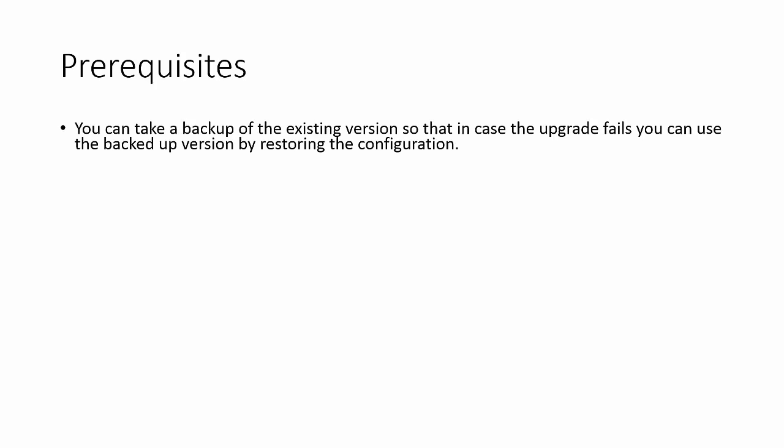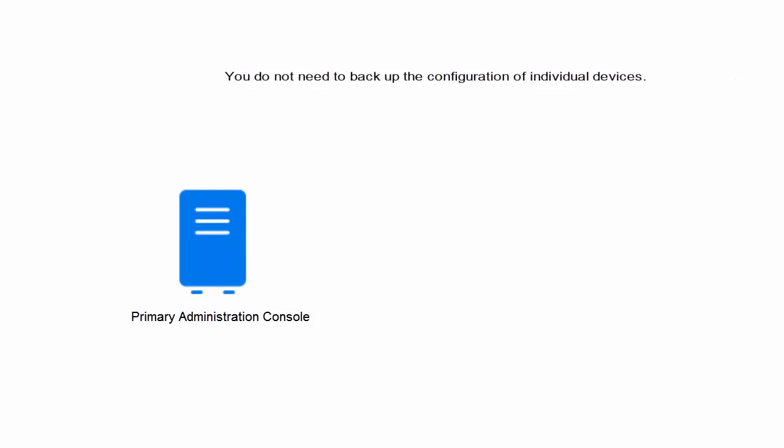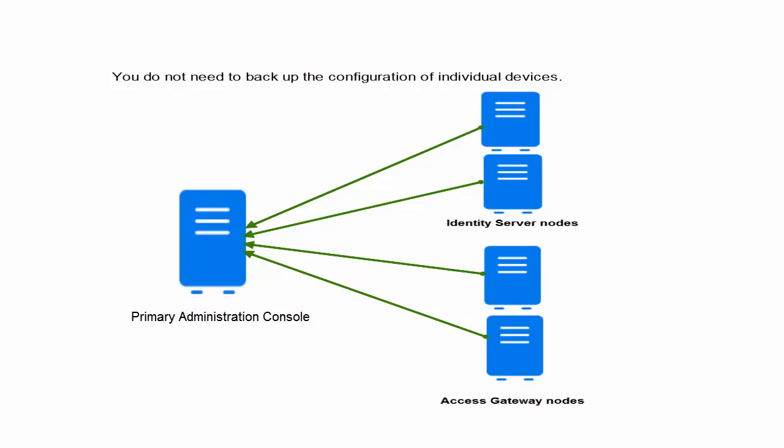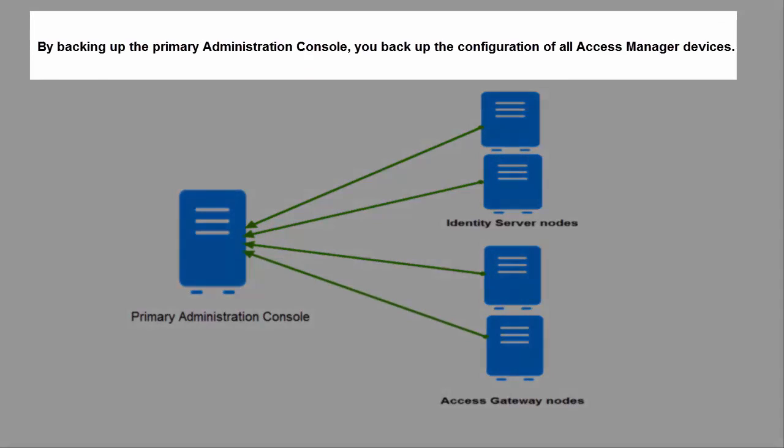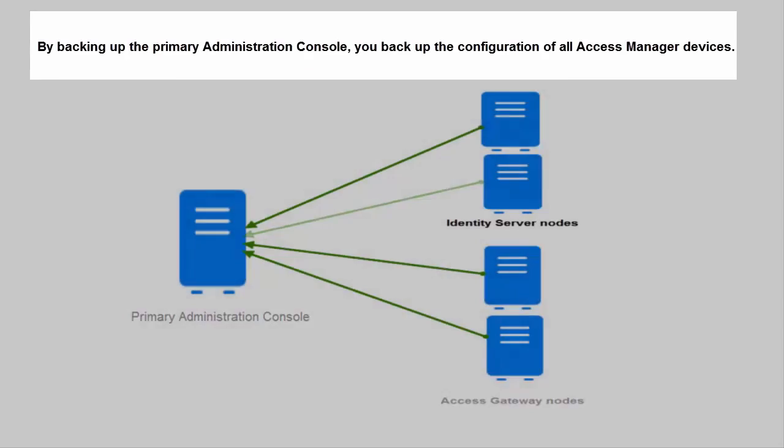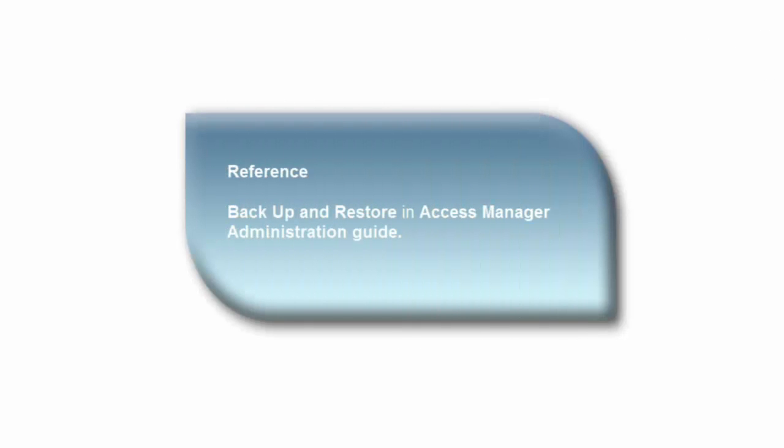You can take a backup of the existing version so that in case the upgrade fails, you can use the backed up version by restoring the configuration. You do not need to back up the individual devices as the default configuration of all the devices gets backed up when the primary administration console is backed up. For details, you can refer to the backup and restore chapter in the administration guide.